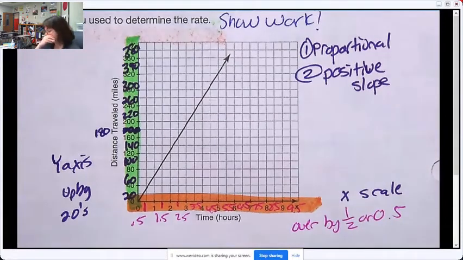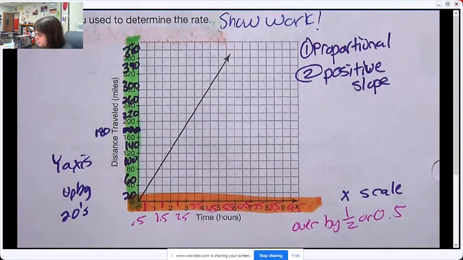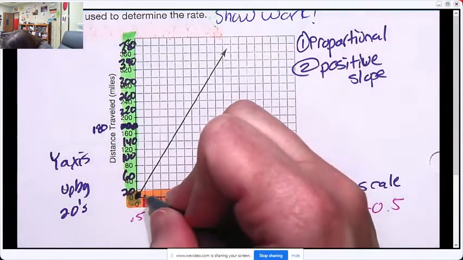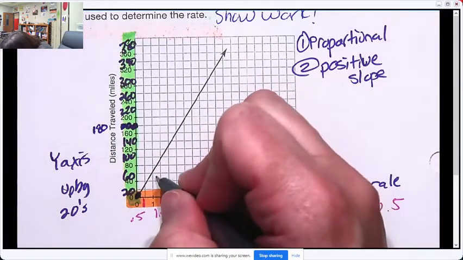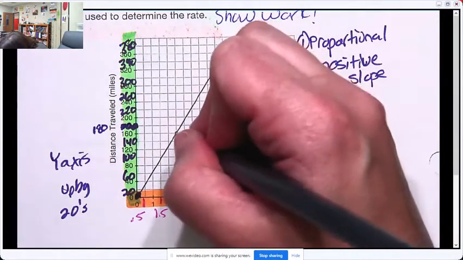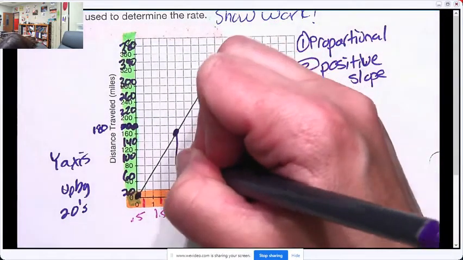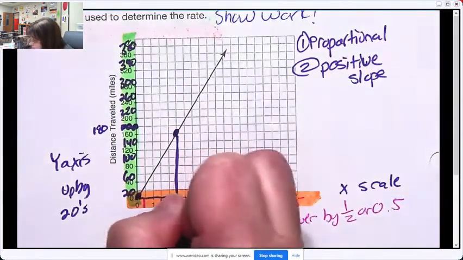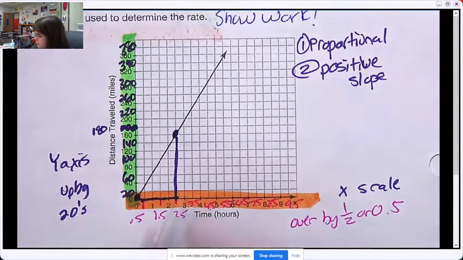All right, so I need to find 2 points to put a dot on. So I'm going to put a dot at 0, 0. And then I'm going to come over and try to find another point that's really good. So 1, not quite. 1.5, not quite. 2, not quite. This looks perfect. So I'm just going to come down. Even though it's 2.5, it's still a great place to find my slope.